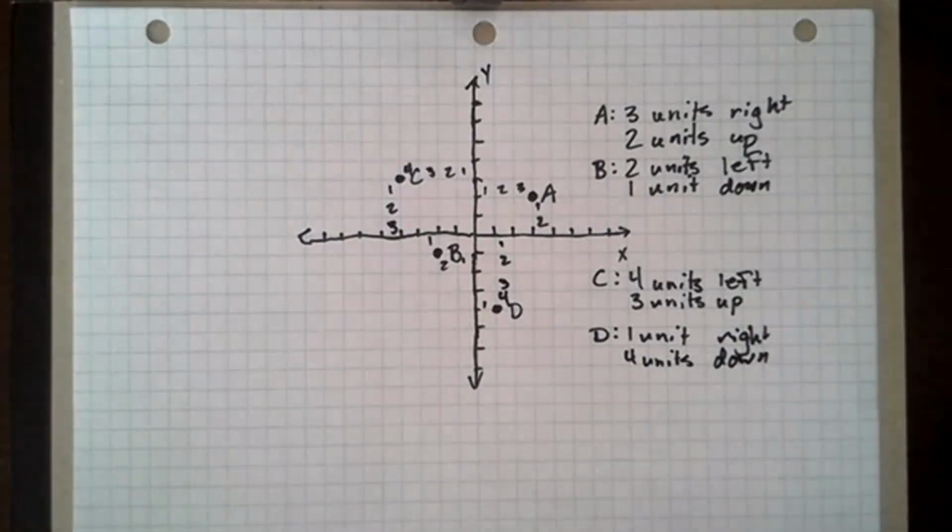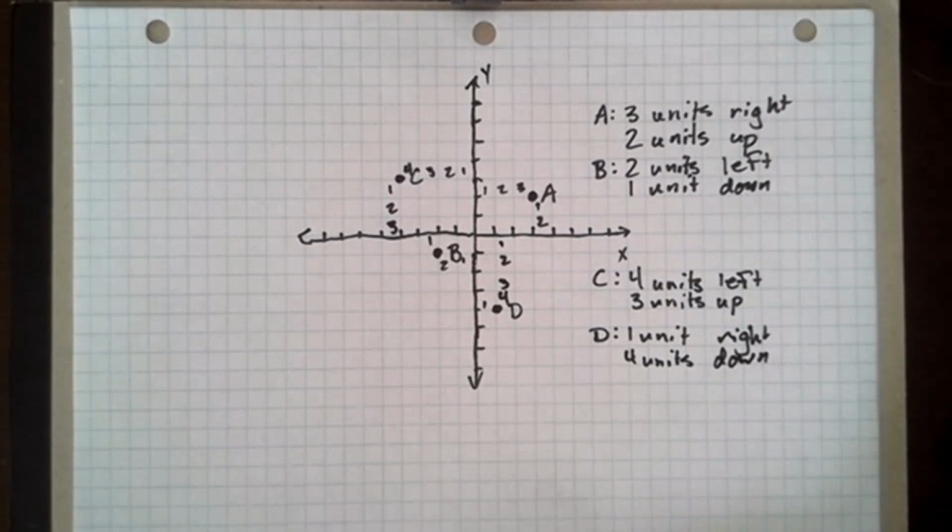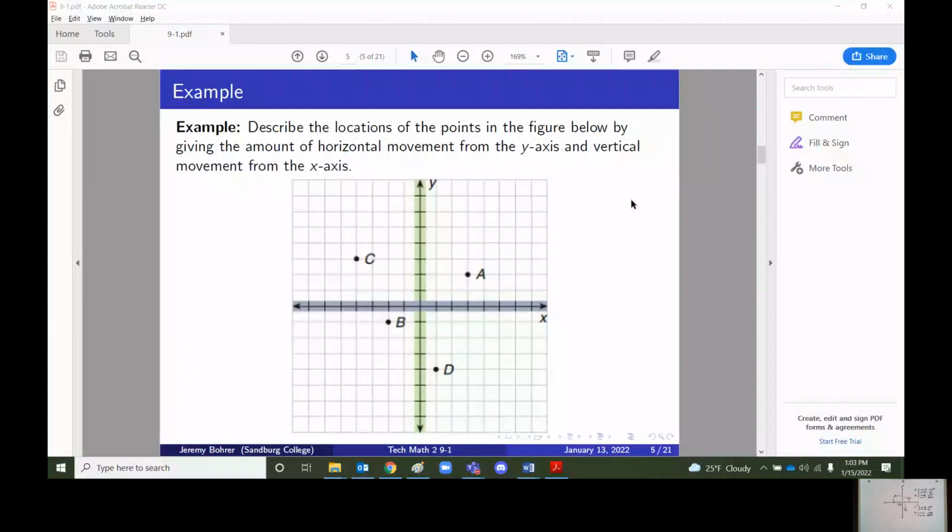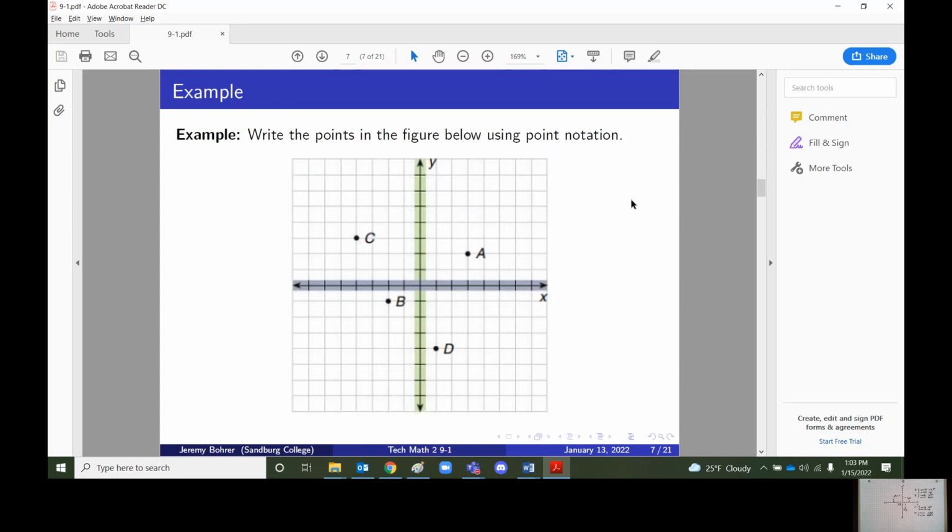Now, let's move on in the slides because there's another problem that we're doing that applies to exactly this material. So now we want to write the points from this figure using point notation. And since we've already figured out how many units right or left and how many units up or down each of these points is, it makes it very easy to write the points in point notation.